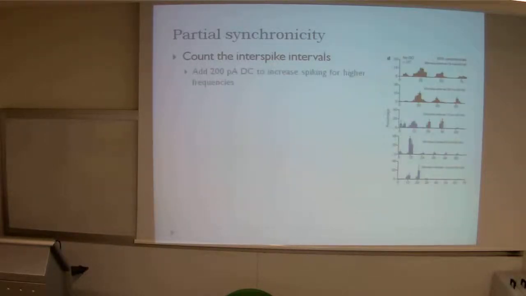So you can see here this is for 50% synchrony. We can see here also that we have to add 200 picoamperes of DC to compensate, because at higher frequencies you're not going to get any spiking activity, as we showed previously. And you can see that the interspike intervals will cluster around the stimulus intervals.